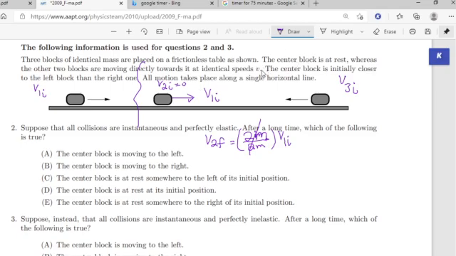Actually wait, let me read this. Oh wait, so these are actually moving at the same speed. So this is also v1i because these are identical speeds, which then means that the momentums of these two should cancel out. Okay, that means they either move back at the same speeds or they just touch and don't move. But all collisions are perfectly elastic, which means that the center block should be moving to the left.